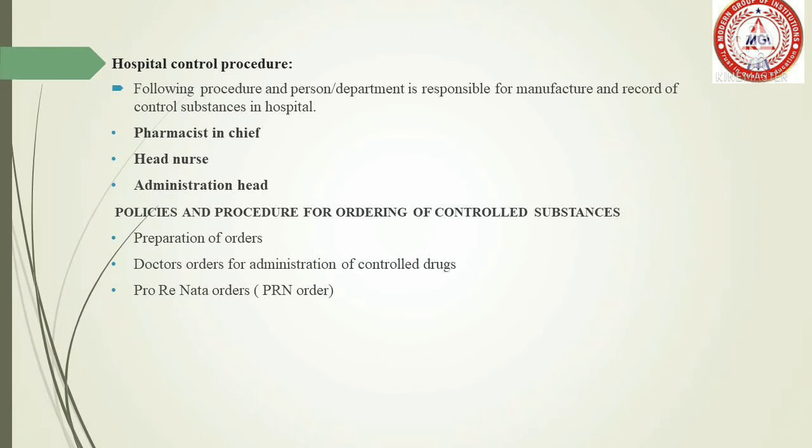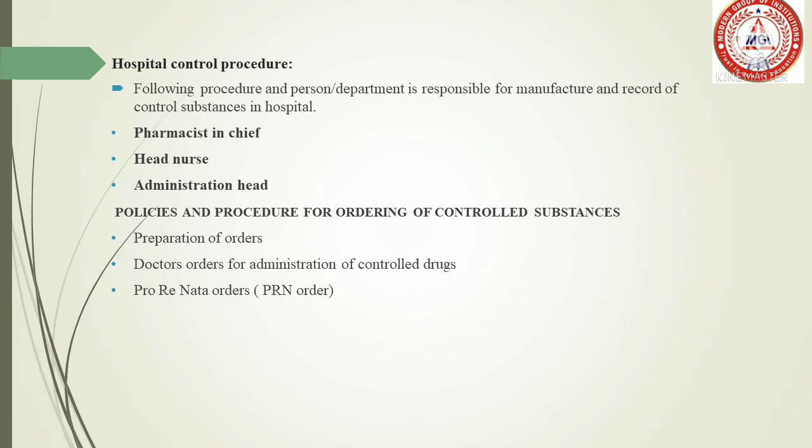Hospital controlled procedure. The following persons or departments are responsible for the handling and record of controlled substances in hospital: first, pharmacist in chief; second, head nurse; and third, administration head. The pharmacist in chief is responsible for the purchase, storage, accountability, and appropriate dispensing of controlled substances in the hospital. The head nurse is responsible for the record of proper storage. The administration head is responsible for the proper safeguarding and handling of controlled substances.